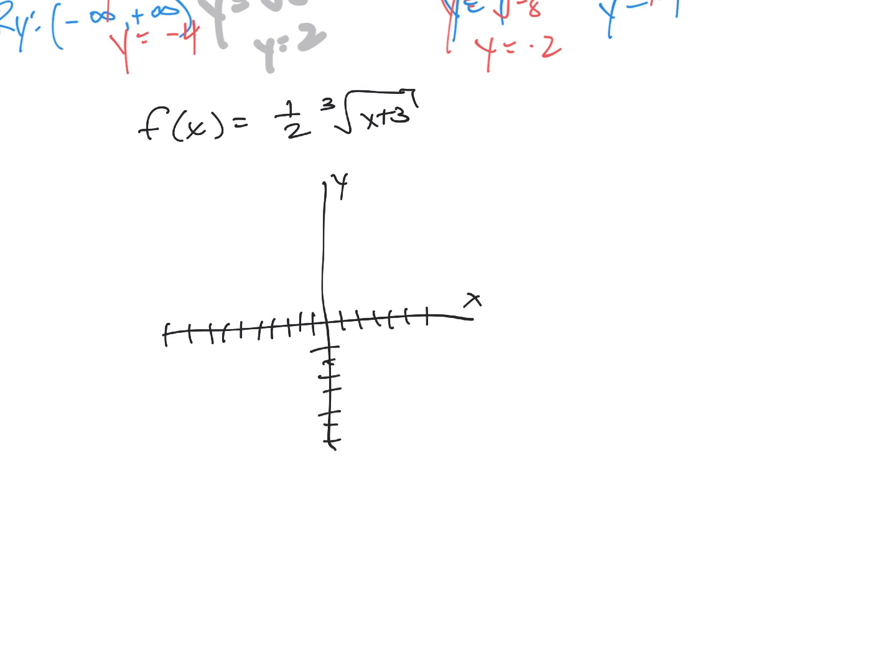Get my coordinate plane ready. And then we have x equals -3, because we're adding this 3 here. There's nothing on the outside, so my y value is still 0. So my start point, x y, is -3, 0. So I'm going to go over -3, and I'm going to plot 0.